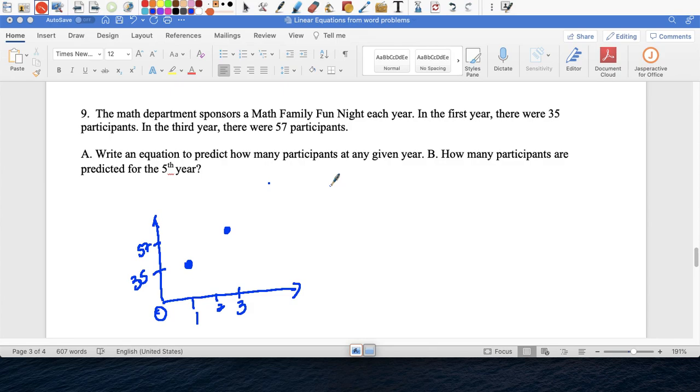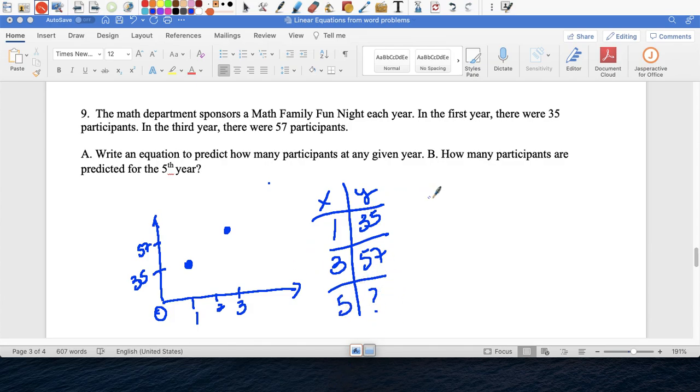If you want to write that as a table, you can. I have a relation where if you plug in 1, you get 35, and if you plug in 3, you get 57. So if you want to look at it as a graph or as a table, up to you. So in the fifth year, how many? You have 2 points, so let's use 1 and 35, and then the other one, 3 and 57.